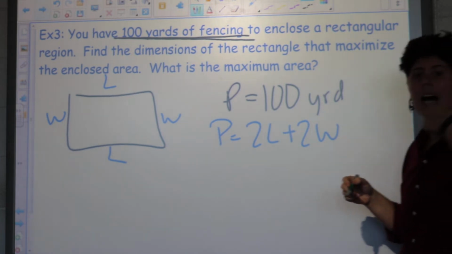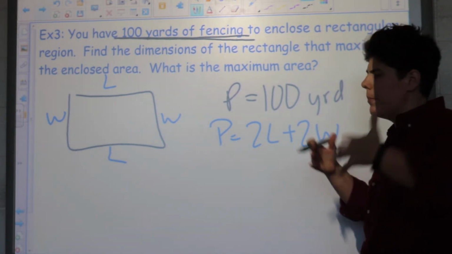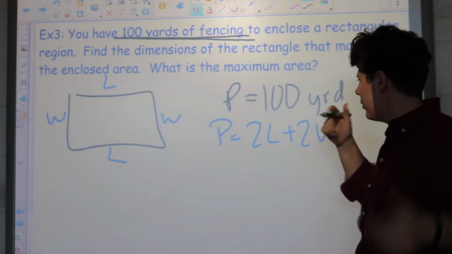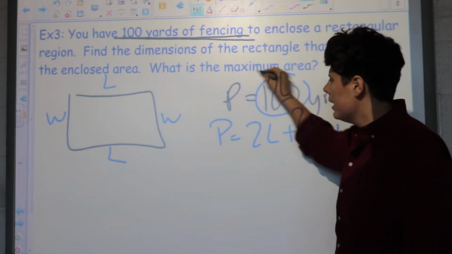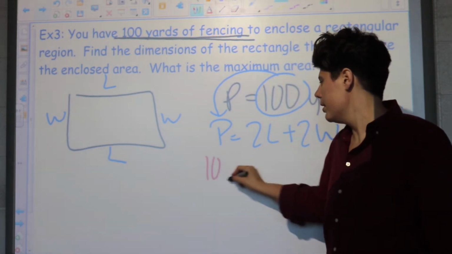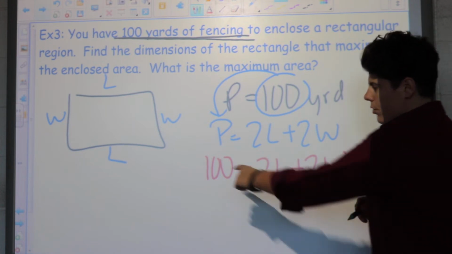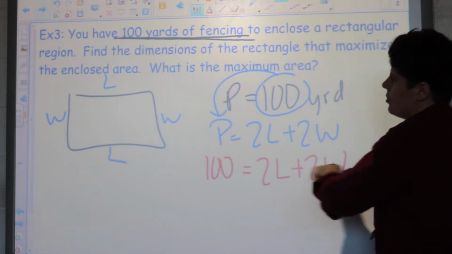But I want to use all the fence that I have. Why would I want to wind up with extra fence? I want to make my rectangle as large as possible. So I know the perimeter is going to equal 100. So I have 100 equals 2L plus 2W, because I want to use all of my fencing.